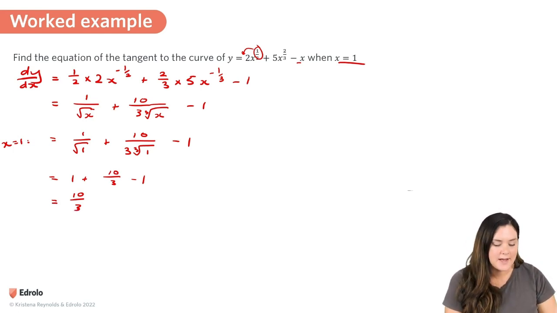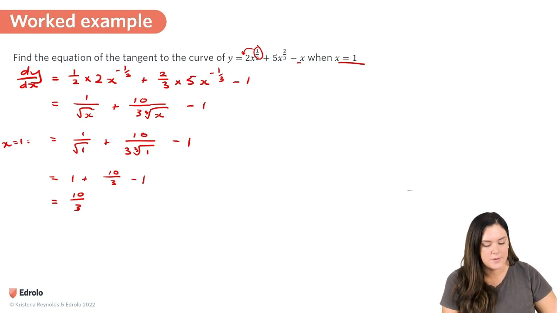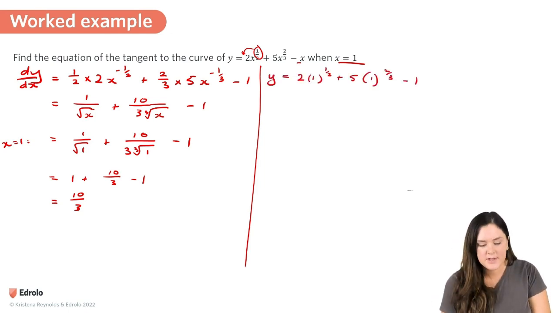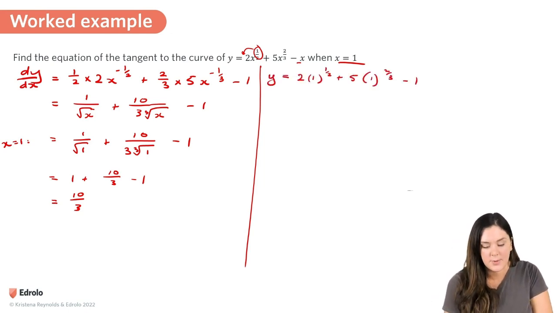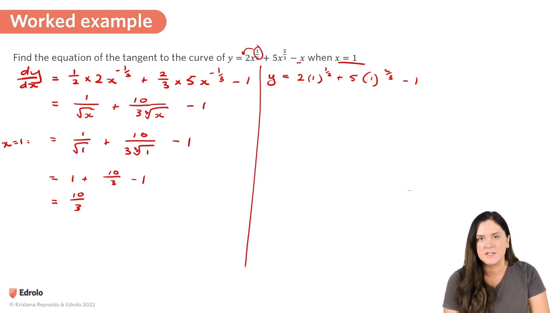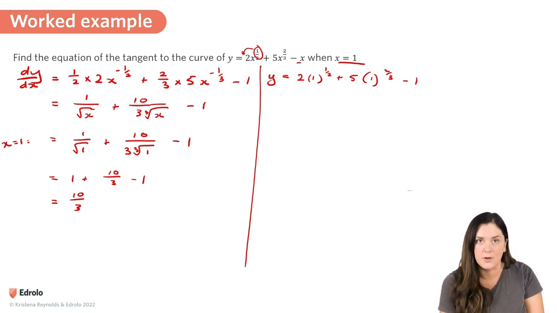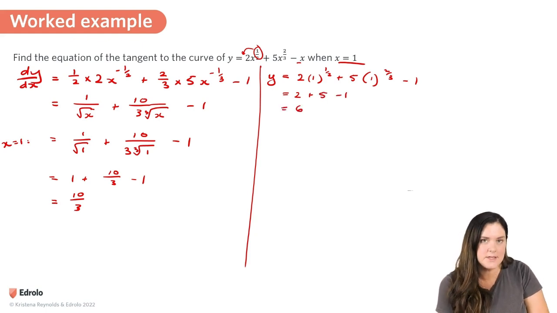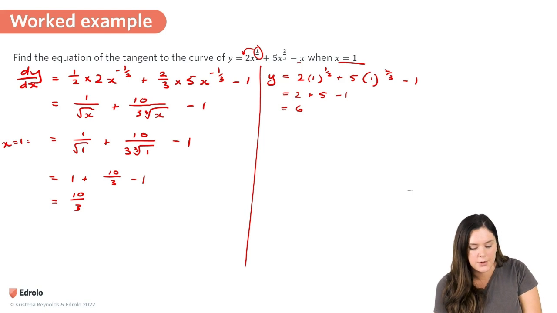So now we've found our gradient, we need to find what y is when x equals 1. So we're just going to substitute 1 into our initial equation, so into y equals. So in doing that, we get 2 times 1 to the power of a half plus 5 times 1 to the power of 2/3, take away 1. Now, since we're just dealing with 1, we can easily do this because 1 to the power of anything is going to be 1. So simplifying that, we get 2 plus 5 and then take 1, which is 6. So now we've got our coordinate. So our coordinate is 1, 6.